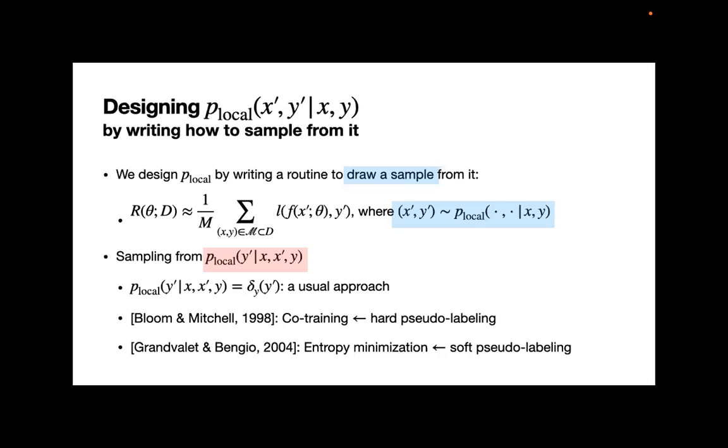The idea is that these are just some limited ways in which we can set this P local. But if we know more about the rich structure behind the Y space as well, we can use that to make this P local of Y prime given X, X prime, and Y rich as well. Yes, I'll get to this.